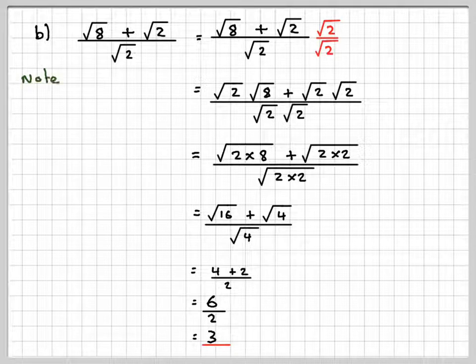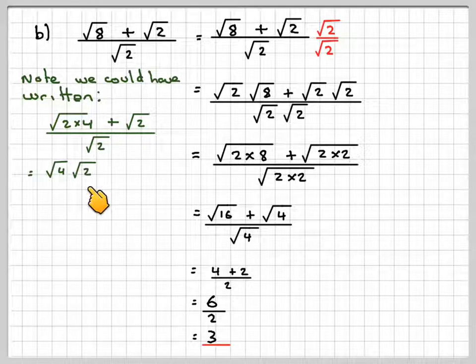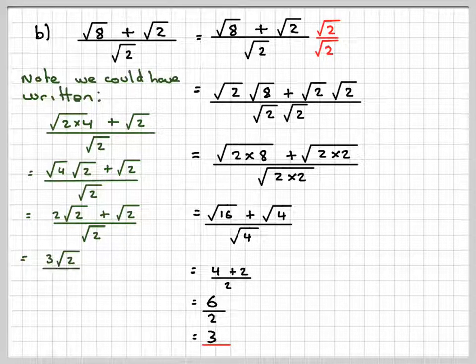Now we could have thought of doing this. Rewriting root 8 as square root of 2 times 4, plus root 2, over root 2. So separating up the square root, we've got root 4 times root 2 plus root 2 over root 2. Square root of 4 is 2, so we're going to have 2 root 2 plus root 2 over root 2. 2 lots of root 2 plus 1 lot of root 2 gives me 3 root 2 divided by root 2, and obviously now the root 2's cancel out, and you're left with the answer 3 again. So either way, you could have done that.